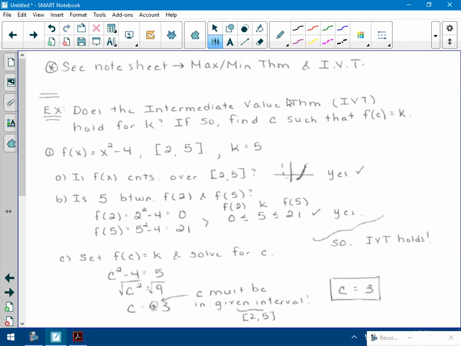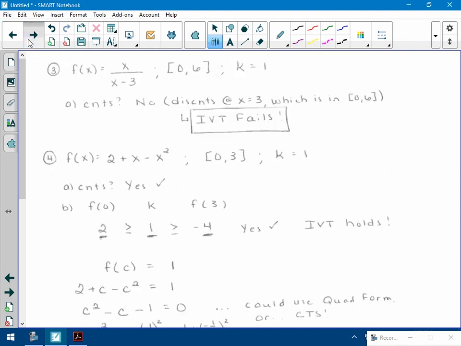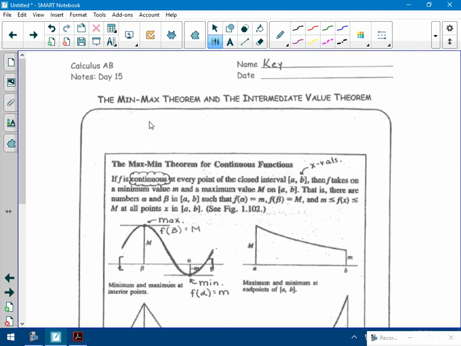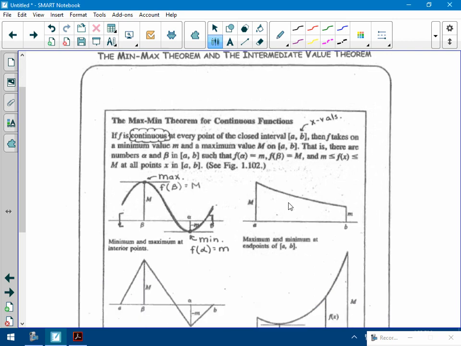On to the new stuff. The max-min theorem and the intermediate value theorem. And to illustrate these, I want to look at that other sheet. I think it's kind of at the end of your packet. The max-min theorem and the intermediate value theorem. So look at this first one.